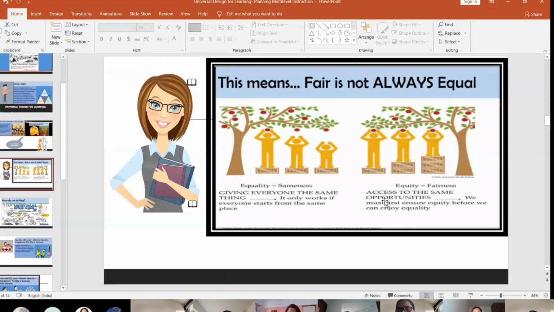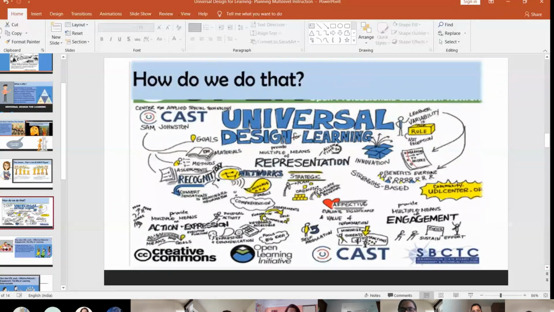So here, we must first ensure equity, access to the same opportunities, before we can enjoy equality. I think this picture explains a lot in itself, and we move forward to universal design for learning. How do we do that?